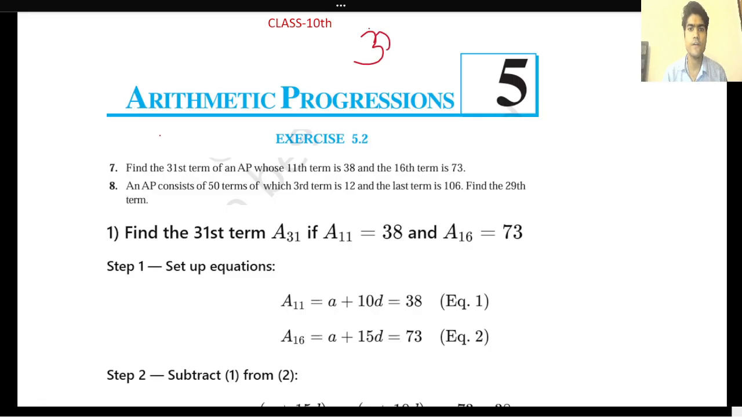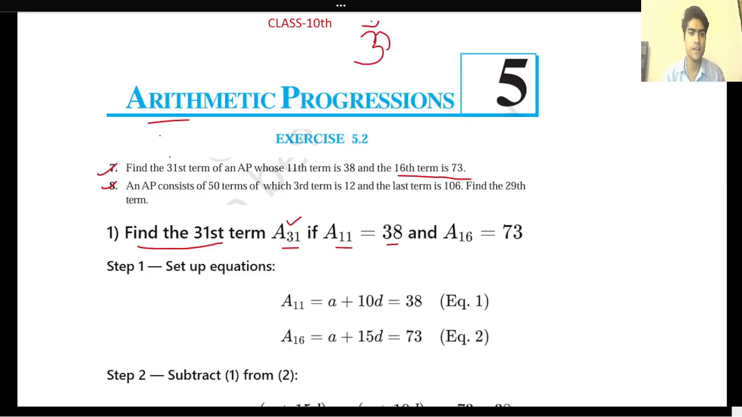Let's try to solve our chapter 5 Arithmetic Progression, question number 7 and question number 8. This is a part of our Arithmetic Progression series. Question number 7 is: find the 31st term, A31, if A11 is equal to 38 and A16 is equal to 73.